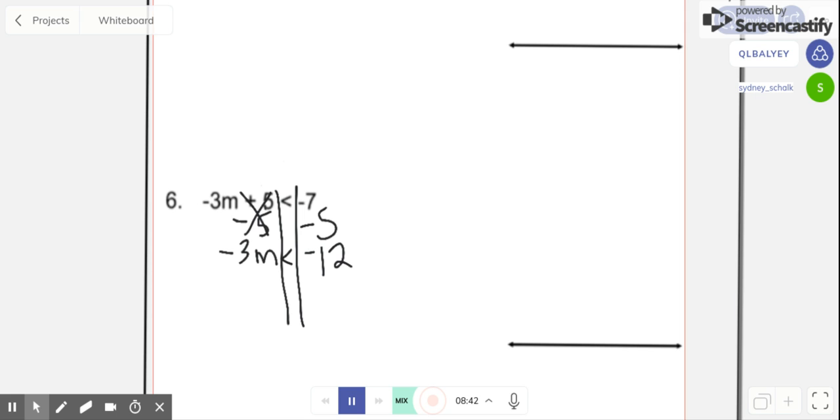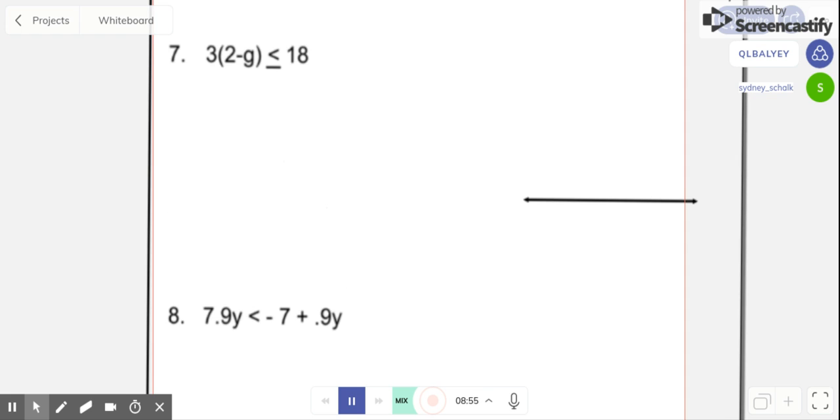My final step is dividing by a negative 3. And since I'm dividing by a negative, I have to flip my sign to greater than. I'm left with m is greater than 4. And you can go ahead and graph that on the right. Last 2, pause the video, try them, and come back and see how you did.